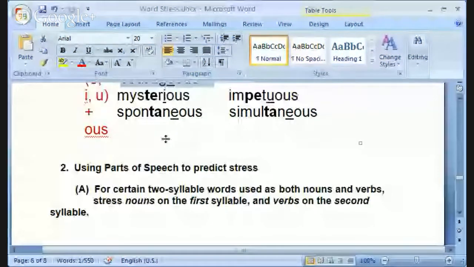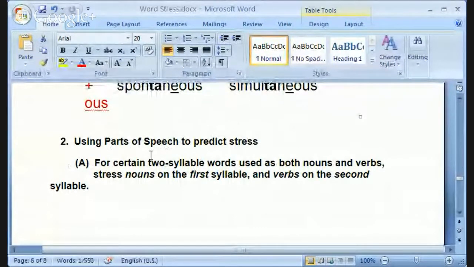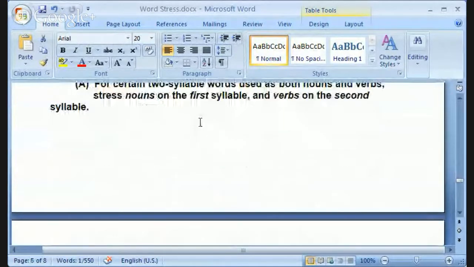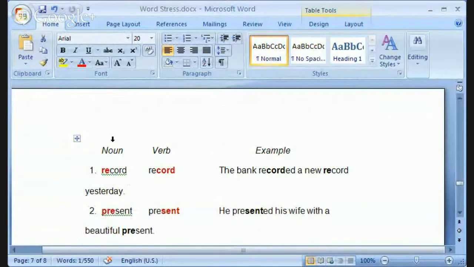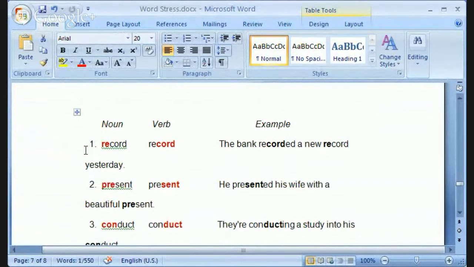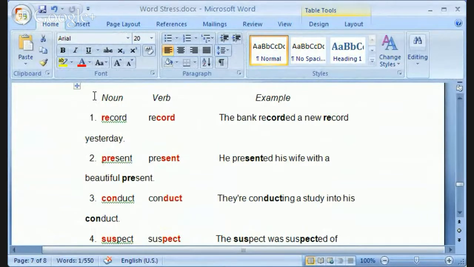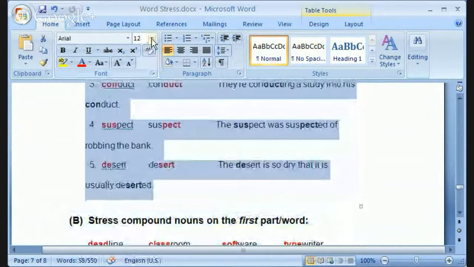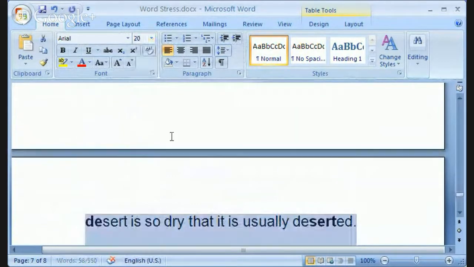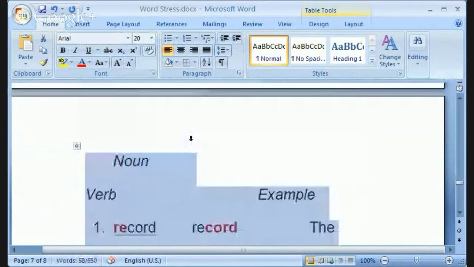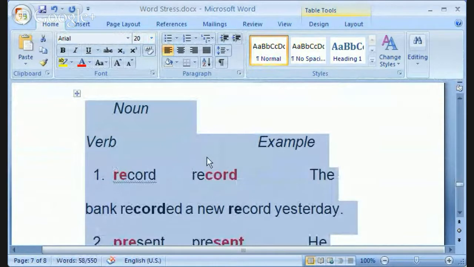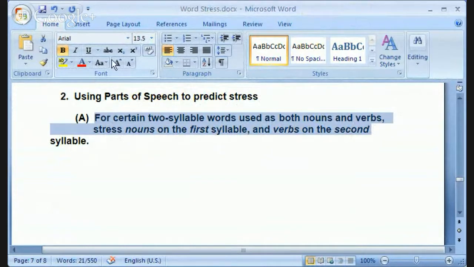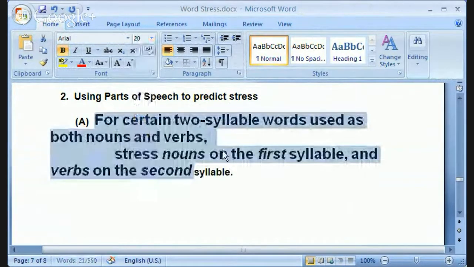Okay. One more thing. Talking about syllables, not necessarily to do with suffixes per se, but a very valuable thing to know in any case. Let's take a look at these because this is important in pronunciation. There are many two-syllable words used as both nouns and verbs. There are many in English, loads and loads.